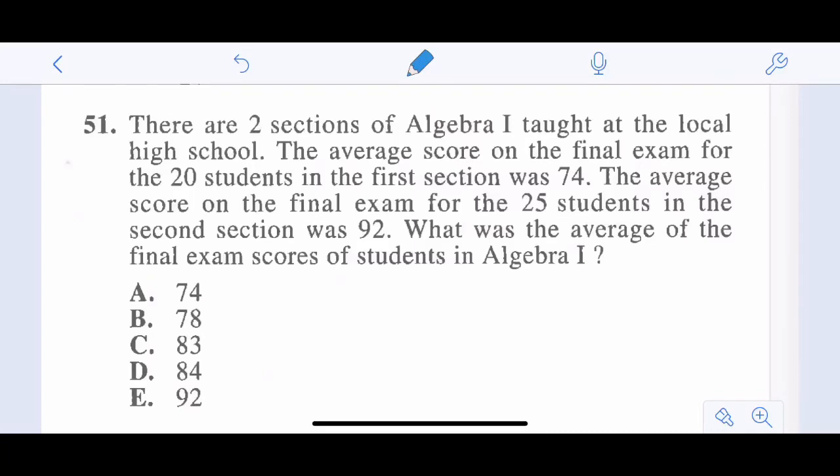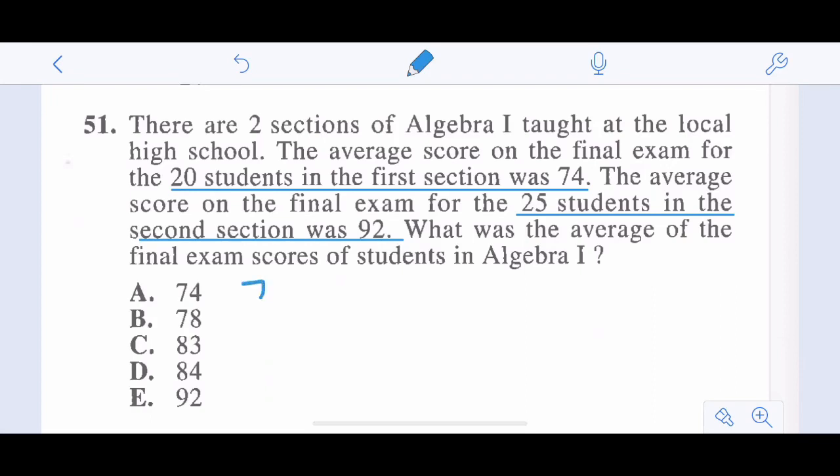There are two sections of Algebra 1 taught at the local high school. The average on the final exam for 20 students in the first section was 74. The average score on the final exam for 25 students in the second section was 92. What is the average of the final exam score?